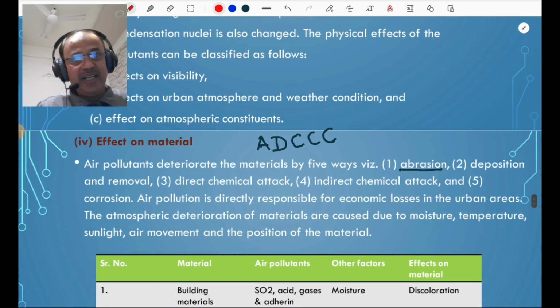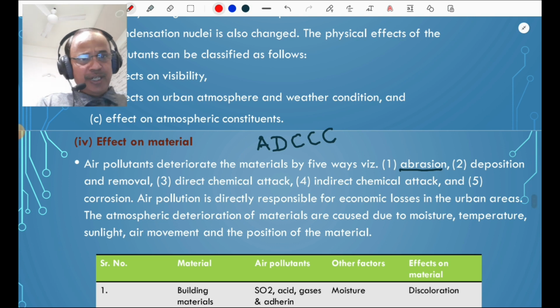Then effect on the material. Air pollution deteriorates materials in 5 ways. These 5 ways can be classified as A, D, C, C, C. What is A? That is abrasion. What is D? That is deposition and removal. What is C? That is chemical attack, but that is direct chemical attack. What is the another C? That is indirect chemical attack. And what is the third C? That is corrosion.